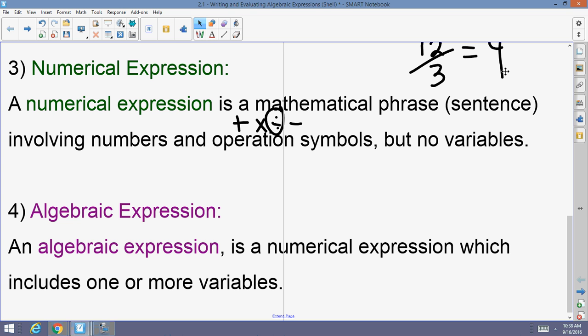So if I have x plus 4, that's an algebraic expression. 22 divided by 3x, that's an algebraic expression. 18 plus 2y, that's an algebraic expression. Notice I do not mention an equal sign here. When I add an equal sign, that becomes an equation, okay? These are expressions, and an expression does not have an equal sign.